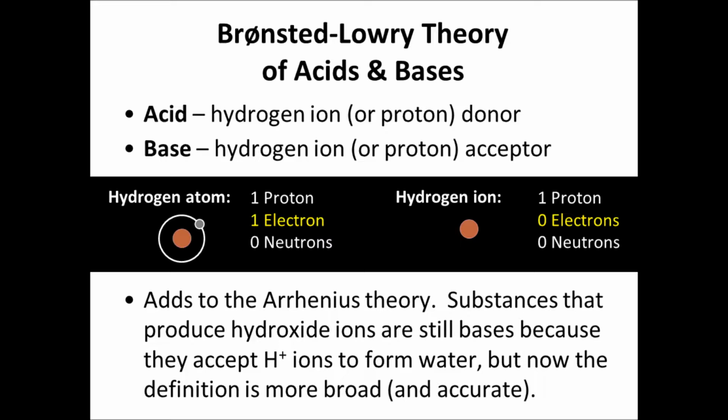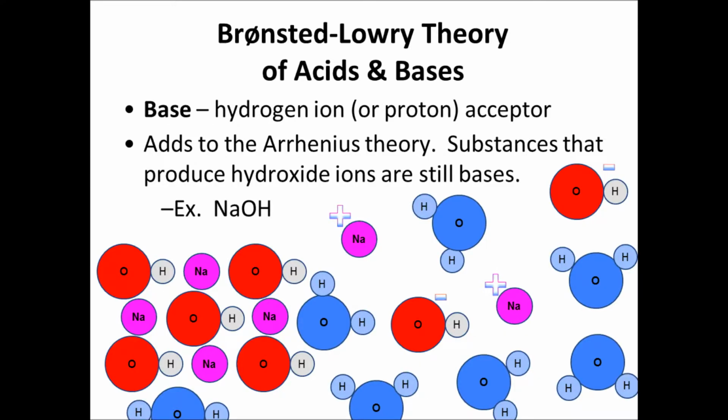But this adds to the Arrhenius theory. Substances that produce hydroxide ions, which was the Arrhenius definition of a base, those substances are still considered to be bases because they accept hydrogen ions to form water. But now our definition is more broad and more accurate. So this isn't actually taking away or contradicting anything. Those same substances that we considered bases a minute ago are still bases now. Again, Bronsted and Lowry defined it as a hydrogen ion or proton acceptor.